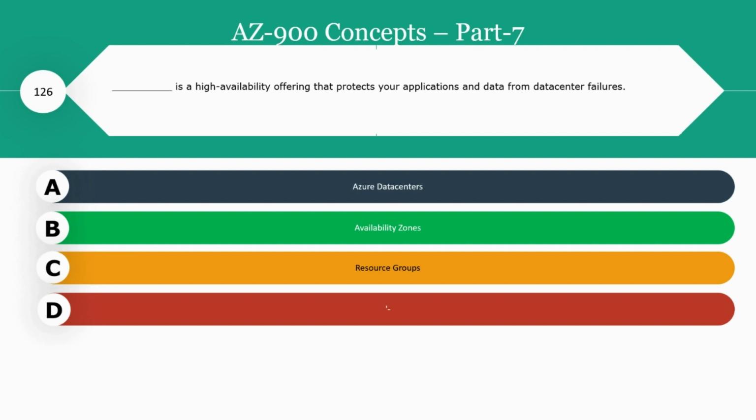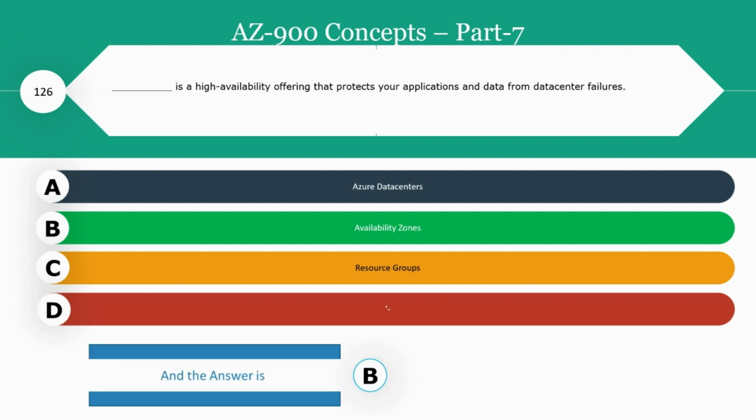Next question: Dash is a high availability offering that protects your application and data from data center failures. Option A Azure data centers, option B availability zones, option C resource groups. The right answer for this question is option B. As seen in the previous question, availability zones are the correct answer.